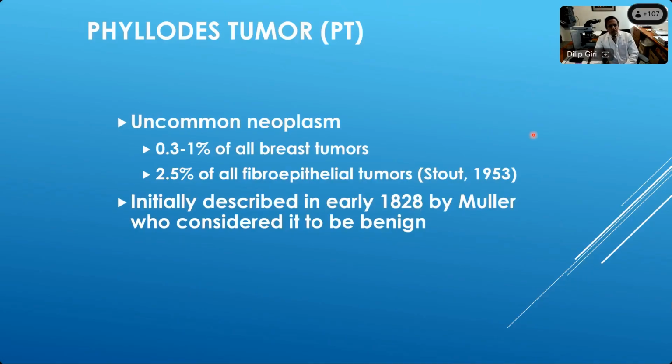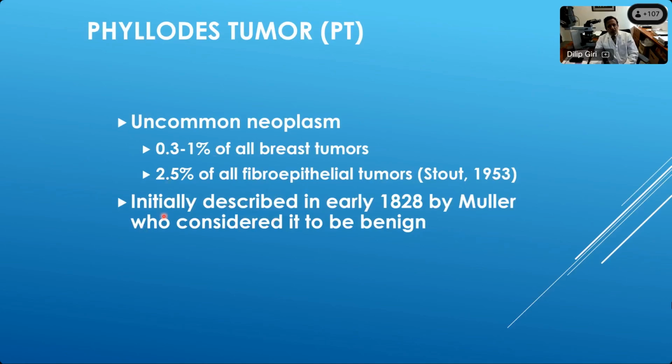Phyllodes tumor is a different animal. This is decidedly an uncommon lesion. Only about 2.5% of all fibroepithelial lesions are Phyllodes tumor, as published in this paper by Stout many years ago, and things haven't changed ever since. So this is still a rare entity. We have to remember that Phyllodes tumor is not the rule. When you see a fibroepithelial lesion, it's probably going to be a fibroadenoma. So you begin with that presumption before you call something a Phyllodes tumor on core biopsy.